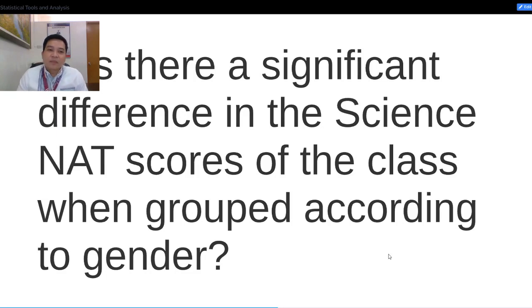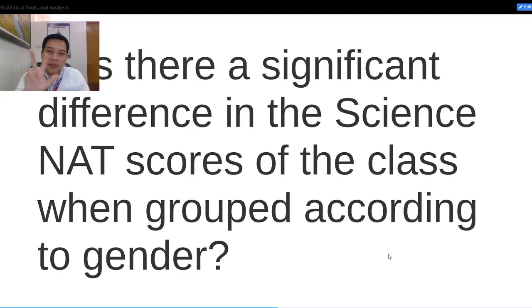Here's another question. The question says, is there a significant difference in the science national achievement test scores of the class when grouped according to gender? I hope you have noticed here that the test of difference already has a grouping variable. Again, the question: is it a test of difference or a test of relationship? It's a test of difference. Is there a significant difference found there? Which means you're going to only look at the different tests of difference.